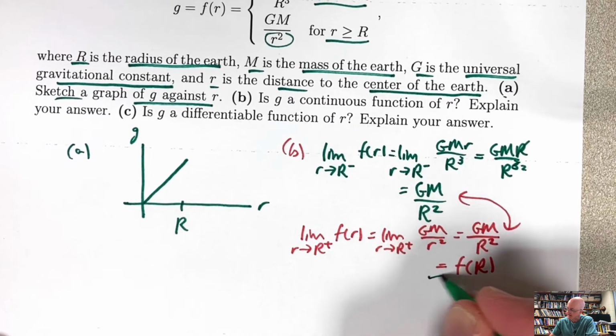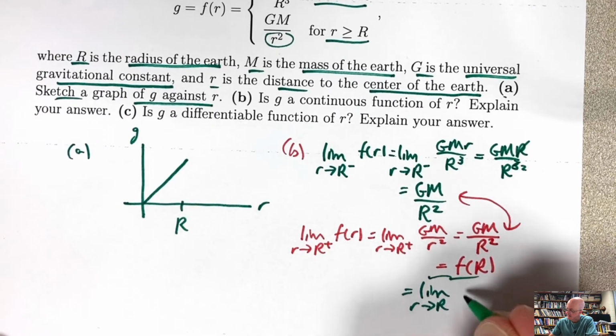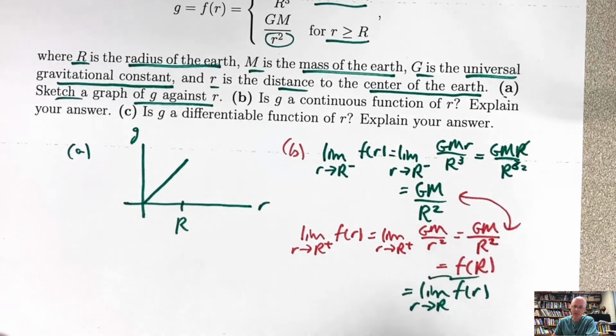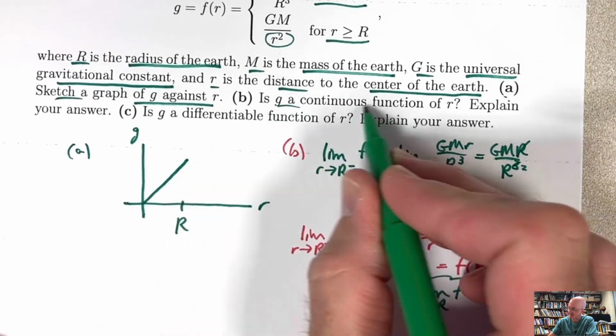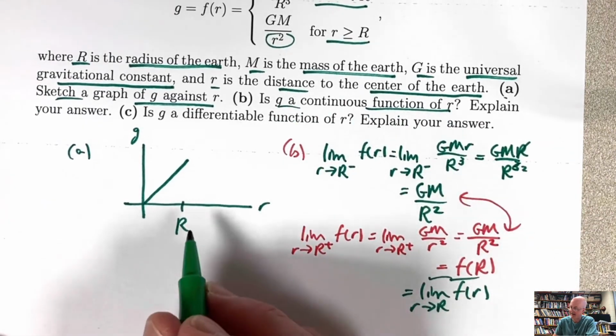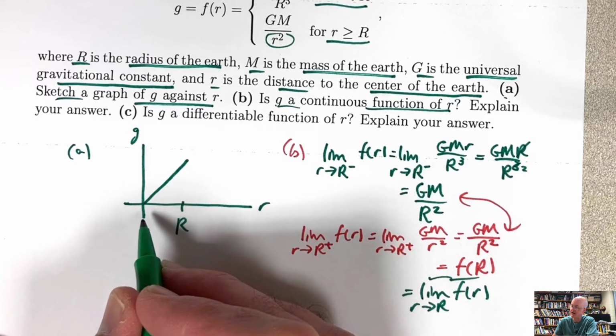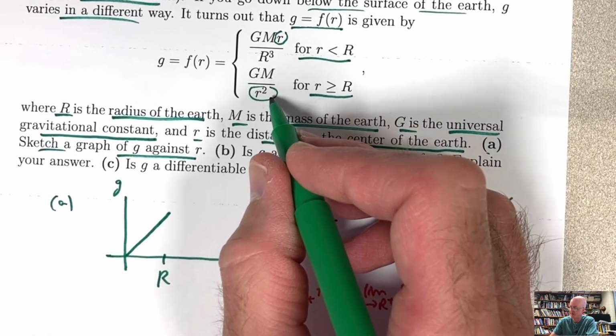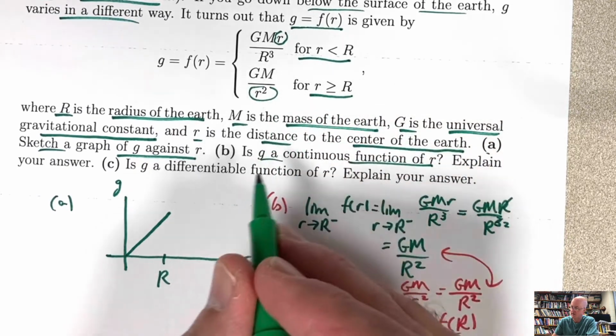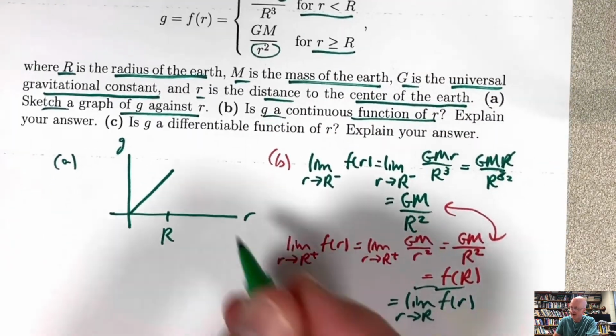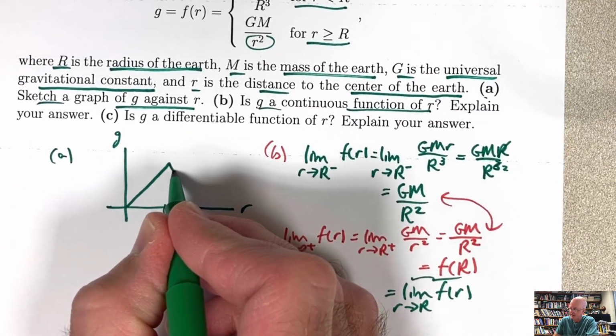And this, like I said, is equal, therefore, to the two-sided limit. And that means little g is continuous at little r equals capital R. It's certainly continuous when little r is less than capital R. It's also continuous, that's a continuous function of little r, when little r is greater than or equal to capital R. The right-hand limit's got to be the same.